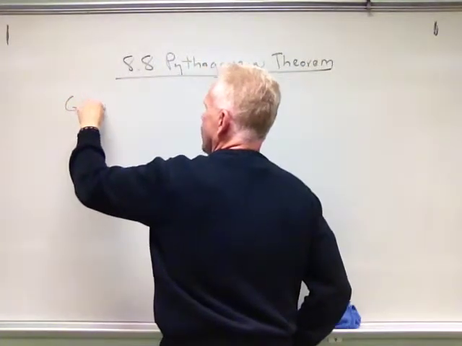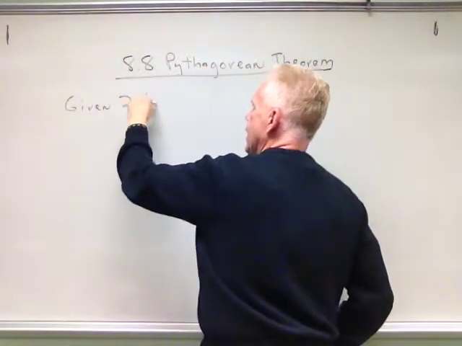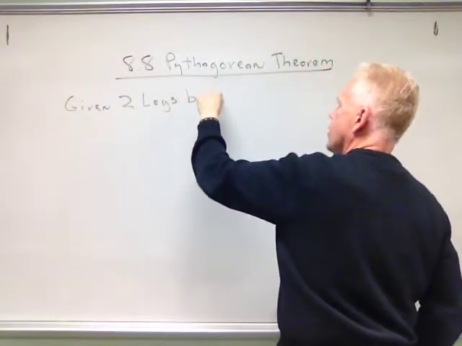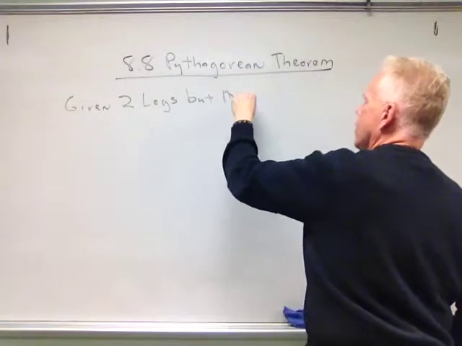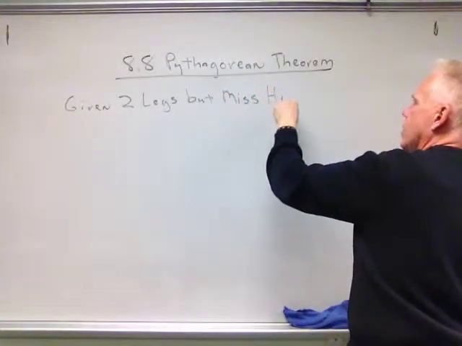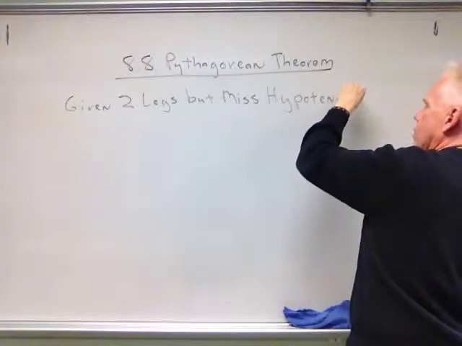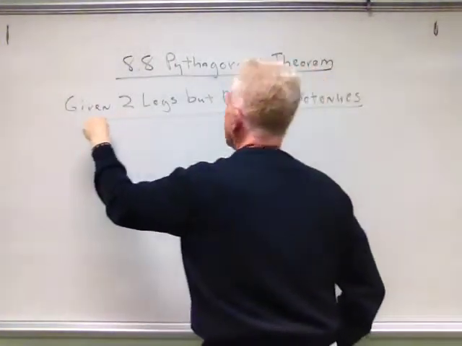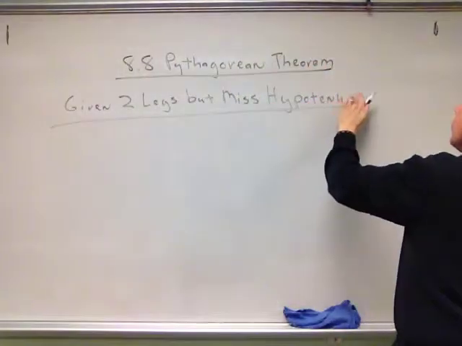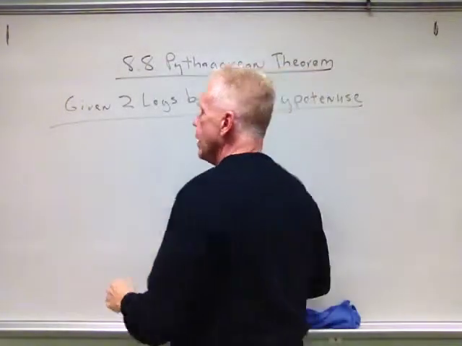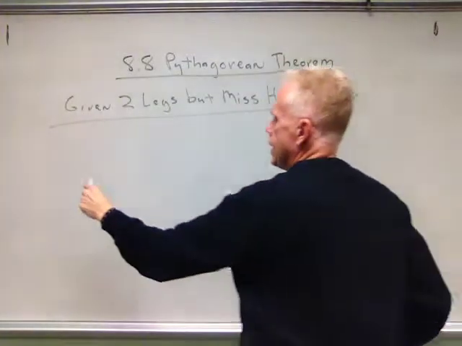Given 2 legs, but missing hypotenuse C, or just hypotenuse. All right? Let's spell that right. All right, so if I give you the 2 legs, let's put one up here.